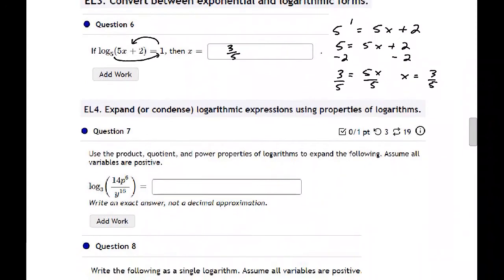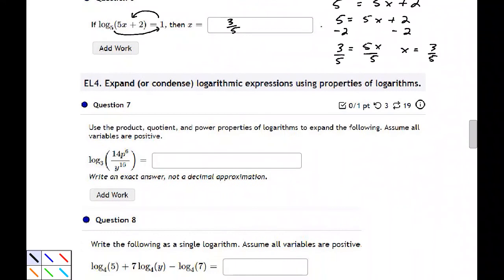All right, EL4, as an objective, says expand or condense logarithmic expressions using properties of logarithms. And question 7 says, use the product, quotient, and power properties of logarithms to expand the following. Assume all variables are positive. We have log base 3 of, and then in parentheses, we have a quotient. Numerator is 14p to the 6th, and the denominator is y to the 16. So we're expanding this because we're starting with one logarithmic expression. We're going to end up with several logs.